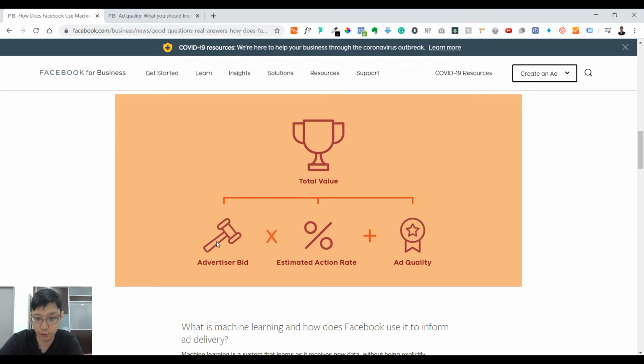Advertiser bid, which is how much you pay. Estimated action rate. What's the rate of the audience taking action? For example, if you click a button or buy something, this is an action. And then ad quality. Ad quality is always a very blurry thing because there are ads that are bad quality for me at least. So again, this one I'm not so sure what their criteria are.